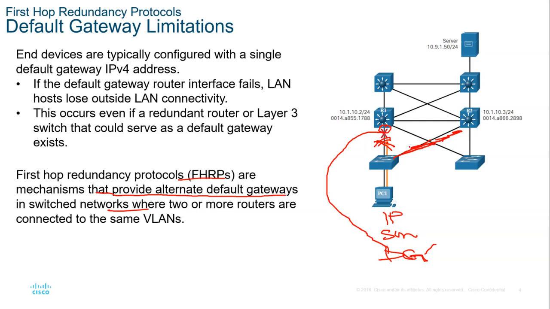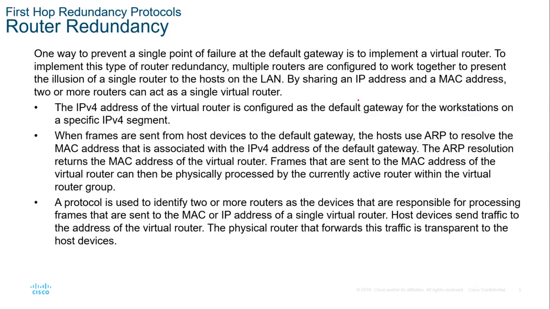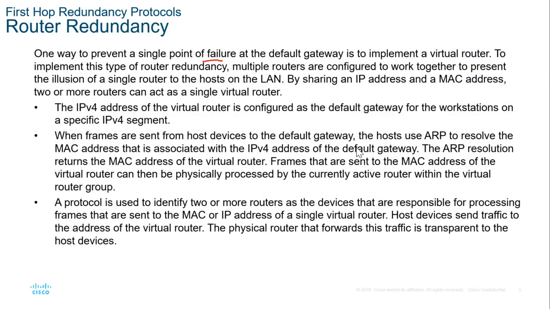We can use the first hop redundancy protocol mechanism to serve as the gateway in case, let's say, one of the links here goes down. That's what we're going to cover. One way to prevent a single point of failure, so that if this one here is down, this network here doesn't go down, is to implement a redundant gateway, that is, a virtual router.